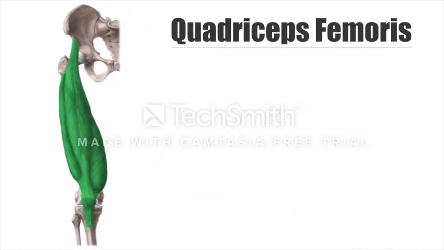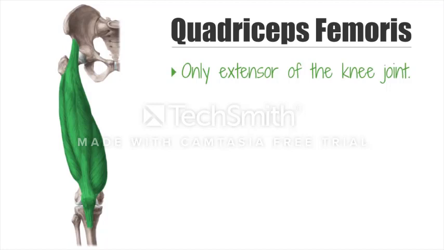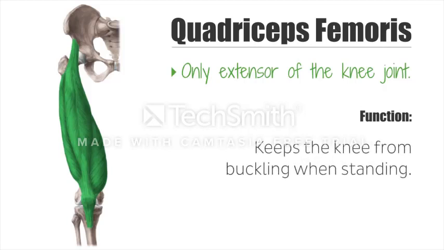The quadriceps is the only extensor of the knee joint. It plays a key role in every movement involving the stretching of the knee, and in addition, it keeps the knee from buckling when standing. Furthermore, the rectus femoris muscle forces a flexion of the hip joint.